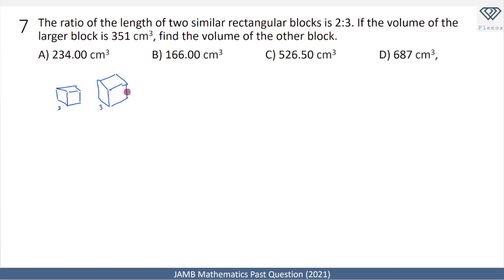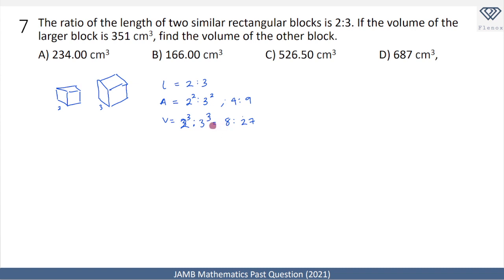But the idea here is that we know that the lengths are in the ratio of 2:3. So since the area is just the square of the length, we know that the area is going to be in the ratio of 2 squared to 3 squared, which is 4:9. And finally, we know that the volume is going to be in the ratio of the cubes, which is 2 cubed to 3 cubed, that is 8 to 3 cubed, which is 27.